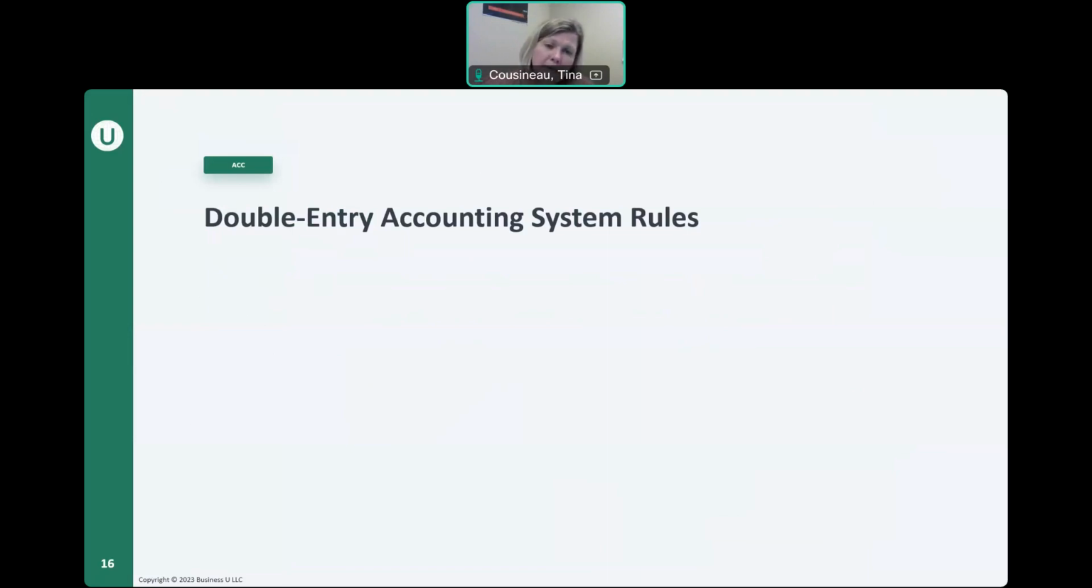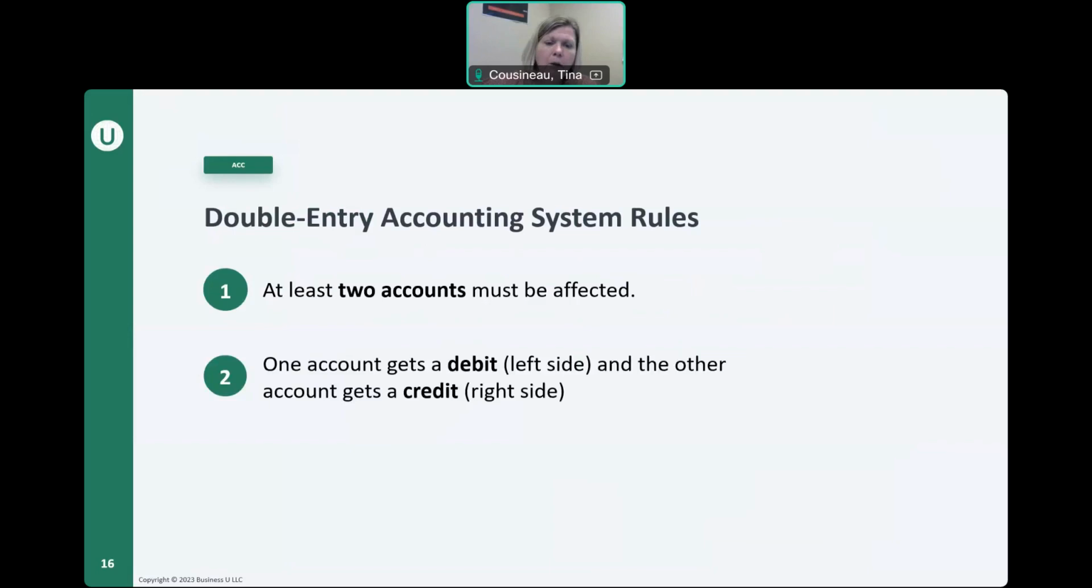So let's talk about some of these double entry accounting system rules. Again, double entry means two. Two accounts are affected, at least two, sometimes more. One account gets debited and the other gets credited.